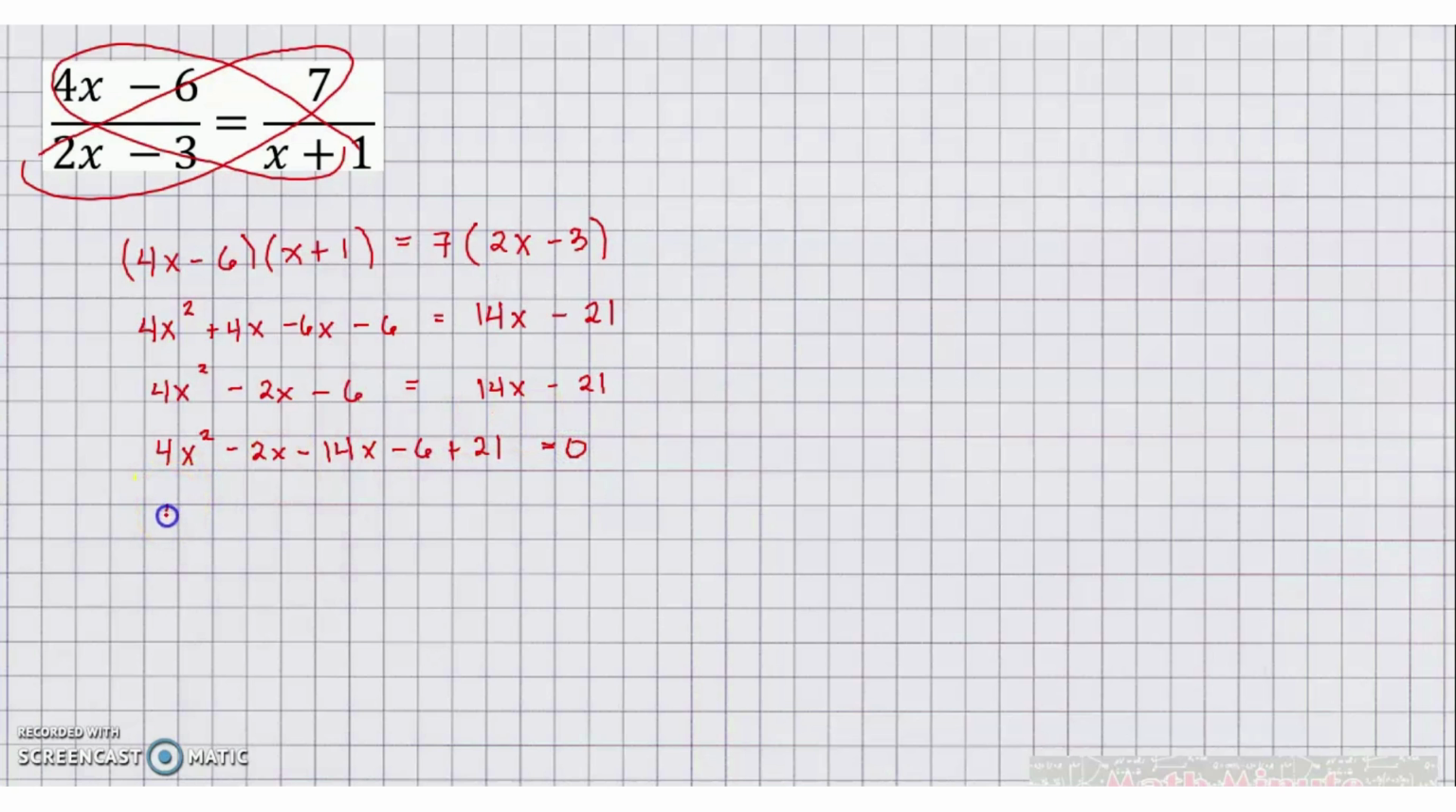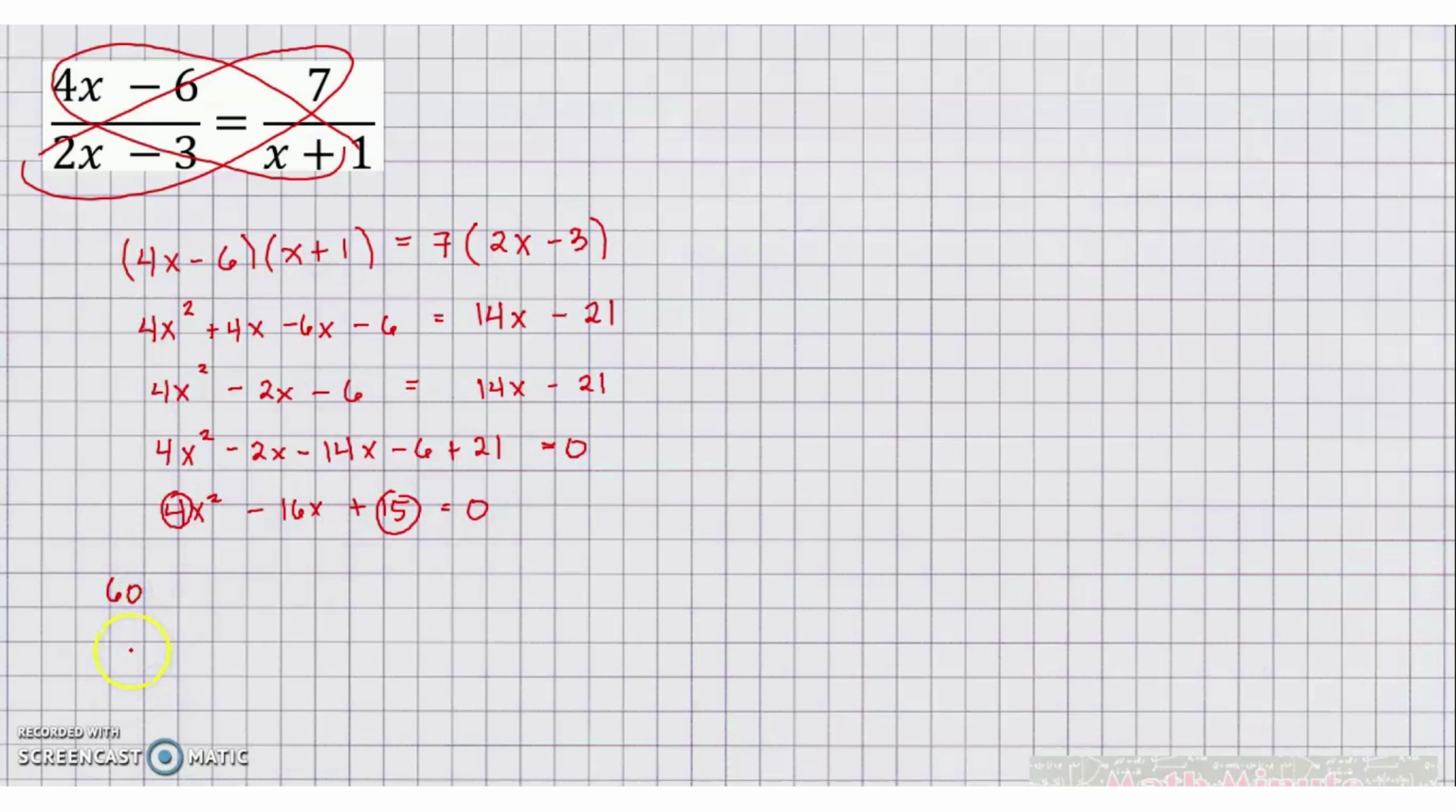Combining similar terms, you will have 4x squared minus 16x plus 15 is equal to 0. So the next thing that you have to do is to do factoring. To factor this out, what you're going to do first is to multiply a to c. So that would be equal to 60.